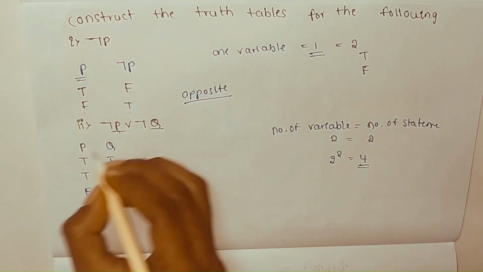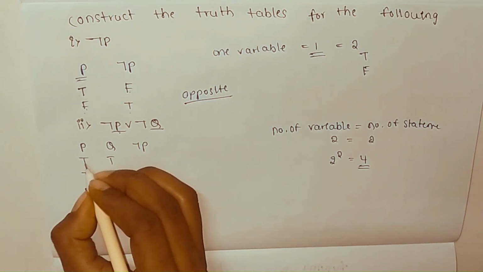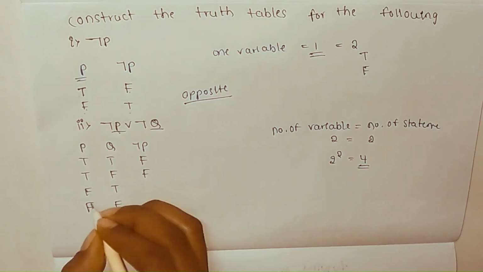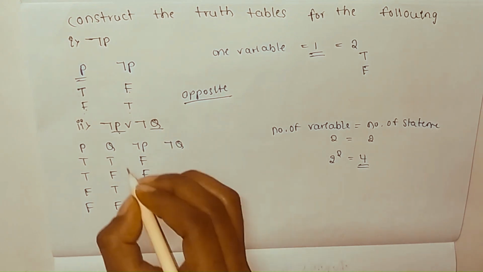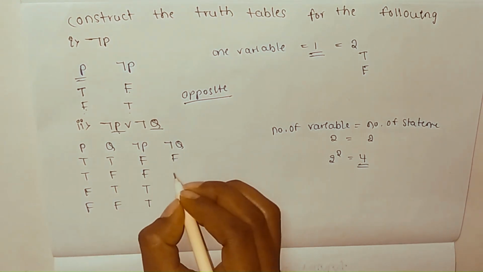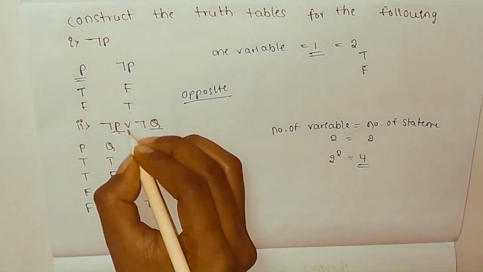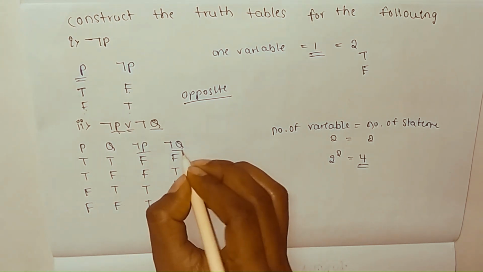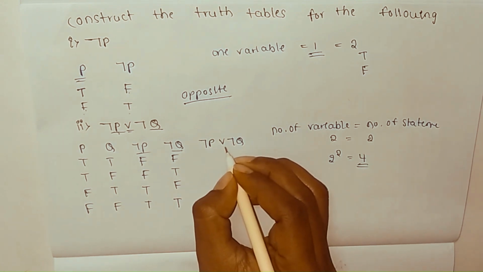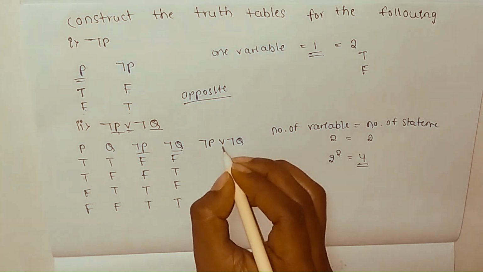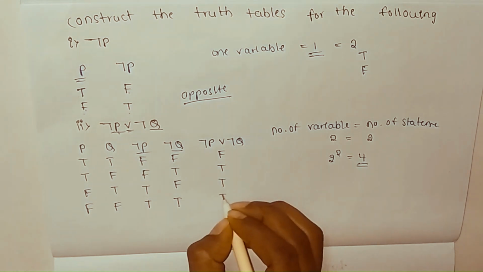Here we are applying negation to the P. So negation P is, see the P. If P is true, then false. If false, then true. And also we are applying negation to Q. If true, then false. If false, then true. Now we are applying OR operation to this negation P and negation Q. So negation P or negation Q. OR operation means if anyone is true, then it returns true. If both are false, it returns false. True, true, true.